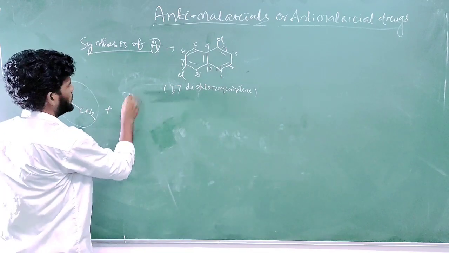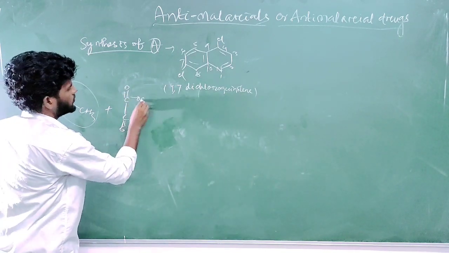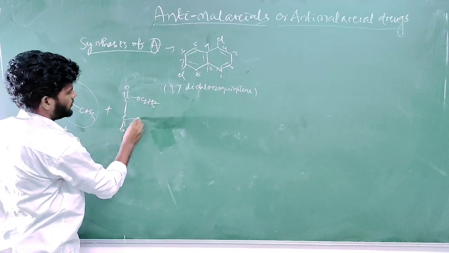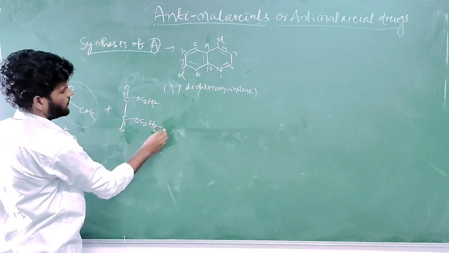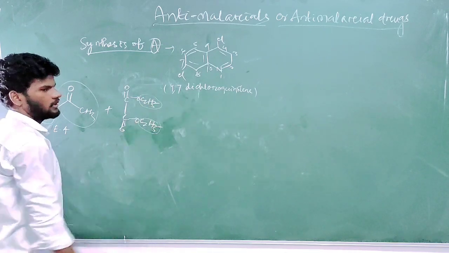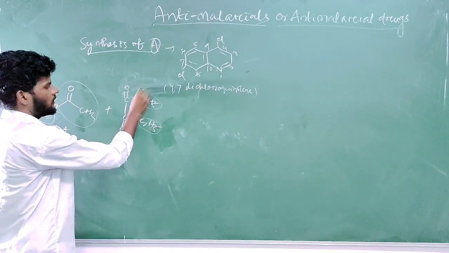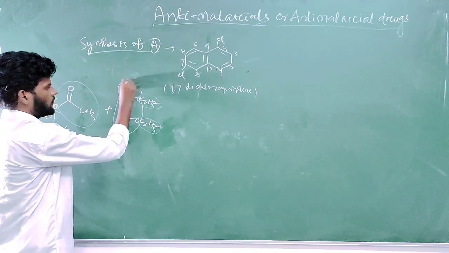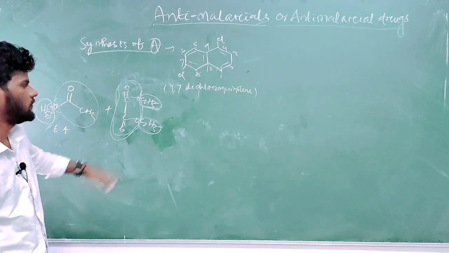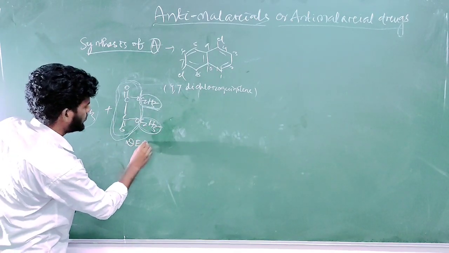If you add OC2H5, this is also an ester derivative. OC2H5 came again. Then how to name it? C2H5, C2H5, after oxygen we should name first. So diethyl. What is the structure of this one? This is oxalate, diethyl oxalate.